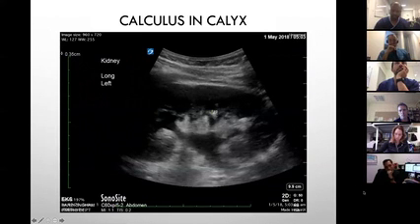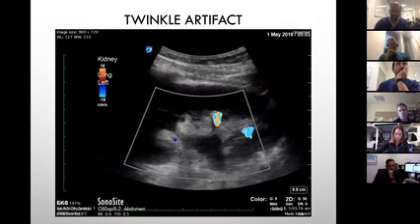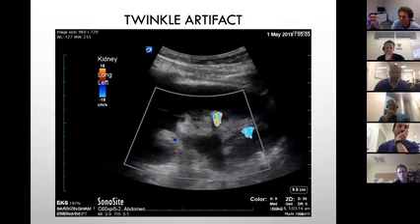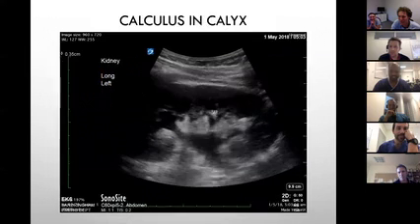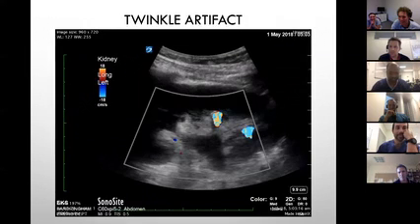I've got a question for someone before that. What is this one? The stone causing some artifact? Yeah, it's a color twinkle artifact. What is that called? Twinkle artifact? Exactly. It's a twinkle artifact. So when you throw a color Doppler on a stone, it causes a twinkle artifact.